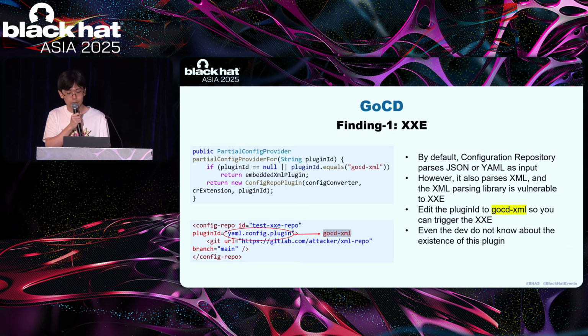By default, the configuration repository parses a JSON file or a YML file as input. However, it also parses XML files, which the documentation did not mention. And actually, the XML parsing library is vulnerable to XXE. So if you edit the plugin ID to GoCD-XML, you can trigger the XXE in the admin configuration XML section. Even the developer himself did not know about the existence of this XML plugin.